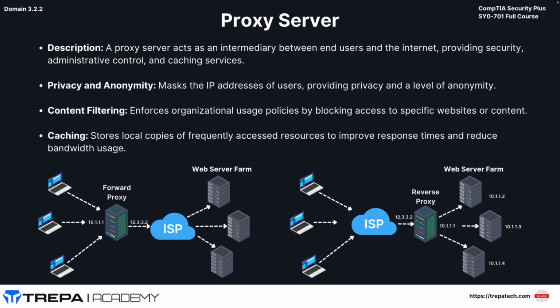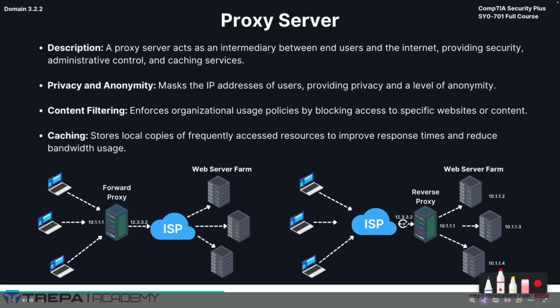But let's just go over the actual definitions. So a proxy server acts as an intermediary between end users and the internet, providing security, administration control, and caching services. So again, it can do things besides just being that proxy. So really the way this works, guys, right? It gives you privacy and anonymity and masks the IP address of users, providing privacy and a level of anonymity. But like in this reverse proxy, you see this IP address here.